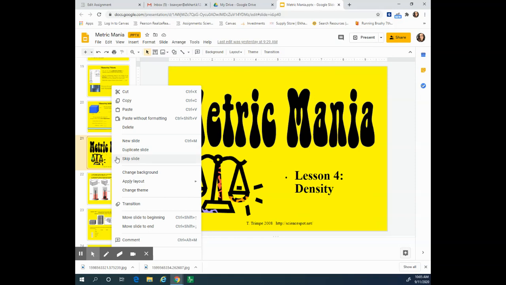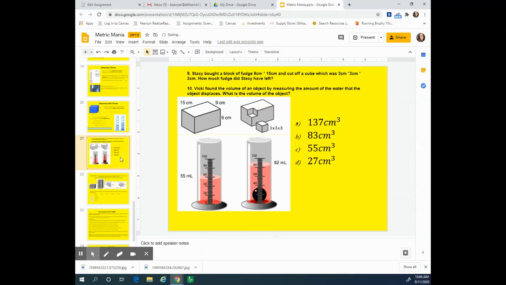We're actually going to combine density together because it's pretty much the same item, okay? So right here it says Stacy bought a block of fudge that is 9 centimeters times 15 centimeters and cut off a cube that was 3 centimeters times 3 centimeters times 3 centimeters. So 3 times 3 times 3. So 3 times 3 is 9. 9 times 3 is what?